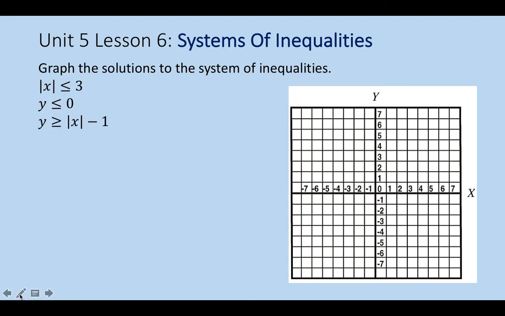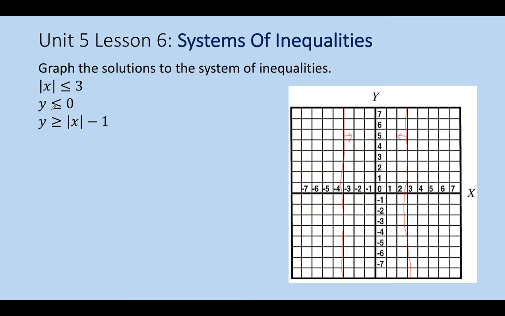All right, how about another one for learning target 8? So we have the absolute value of x is less than or equal to 3. So remember, the values that would make this true would be anything less than or equal to 3, but also greater than -3. So everything inside here is going to make this true.